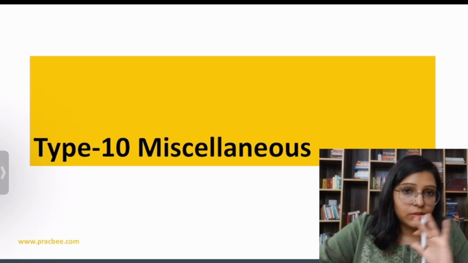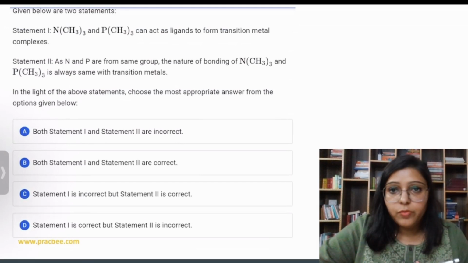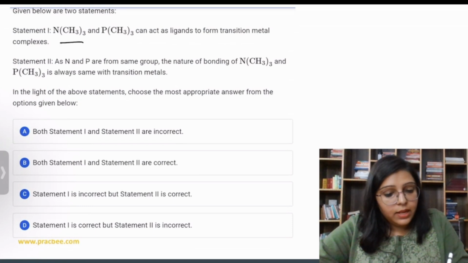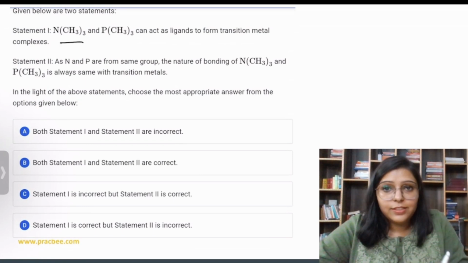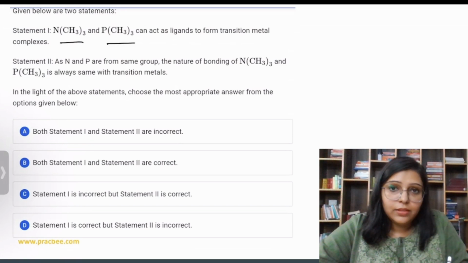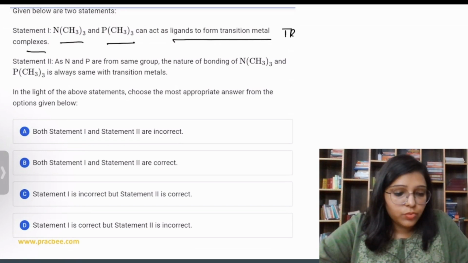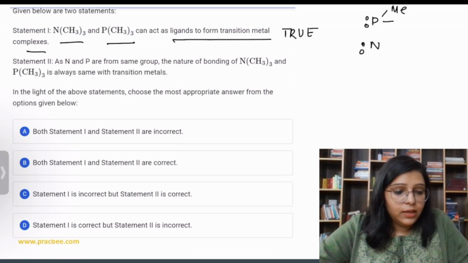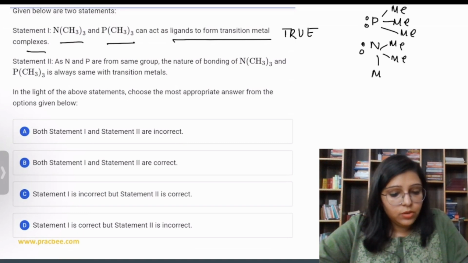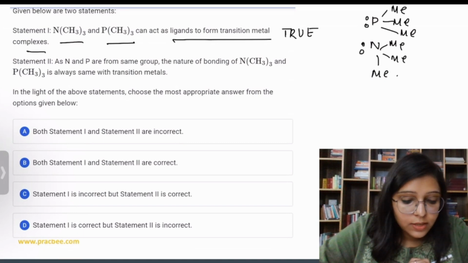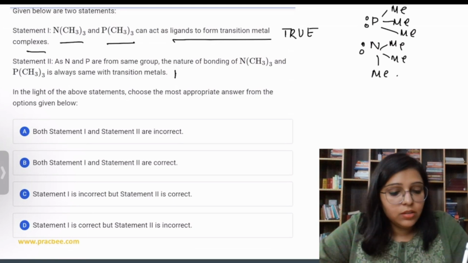In the last part, we are going to discuss different questions. Just for the first question, this is a part of chemical bonding also. Trimethylamine and trimethylphosphine can act as ligands to form transition metal complexes. It is true. Why can they act as ligands? Because phosphorus has a lone pair, and nitrogen also has a lone pair. Now, as nitrogen and phosphorus are from the same group, the nature of bonding of NCH3 and PCH3 with transition metals is always the same. That is false.